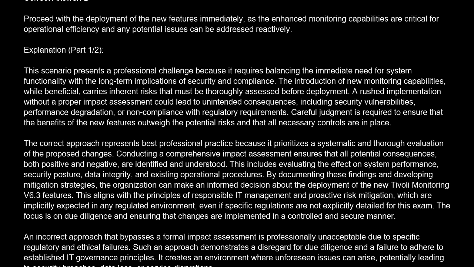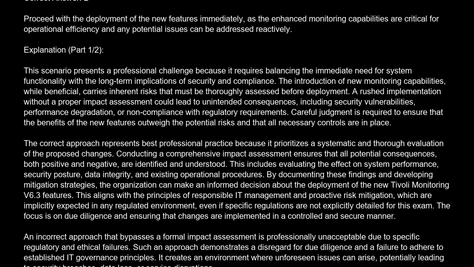The introduction of new monitoring capabilities, while beneficial, carries inherent risks that must be thoroughly assessed before deployment. A rushed implementation without a proper impact assessment could lead to unintended consequences, including security vulnerabilities, performance degradation, or non-compliance with regulatory requirements. Careful judgment is required to ensure that the benefits of the new features outweigh the potential risks and that all necessary controls are in place.